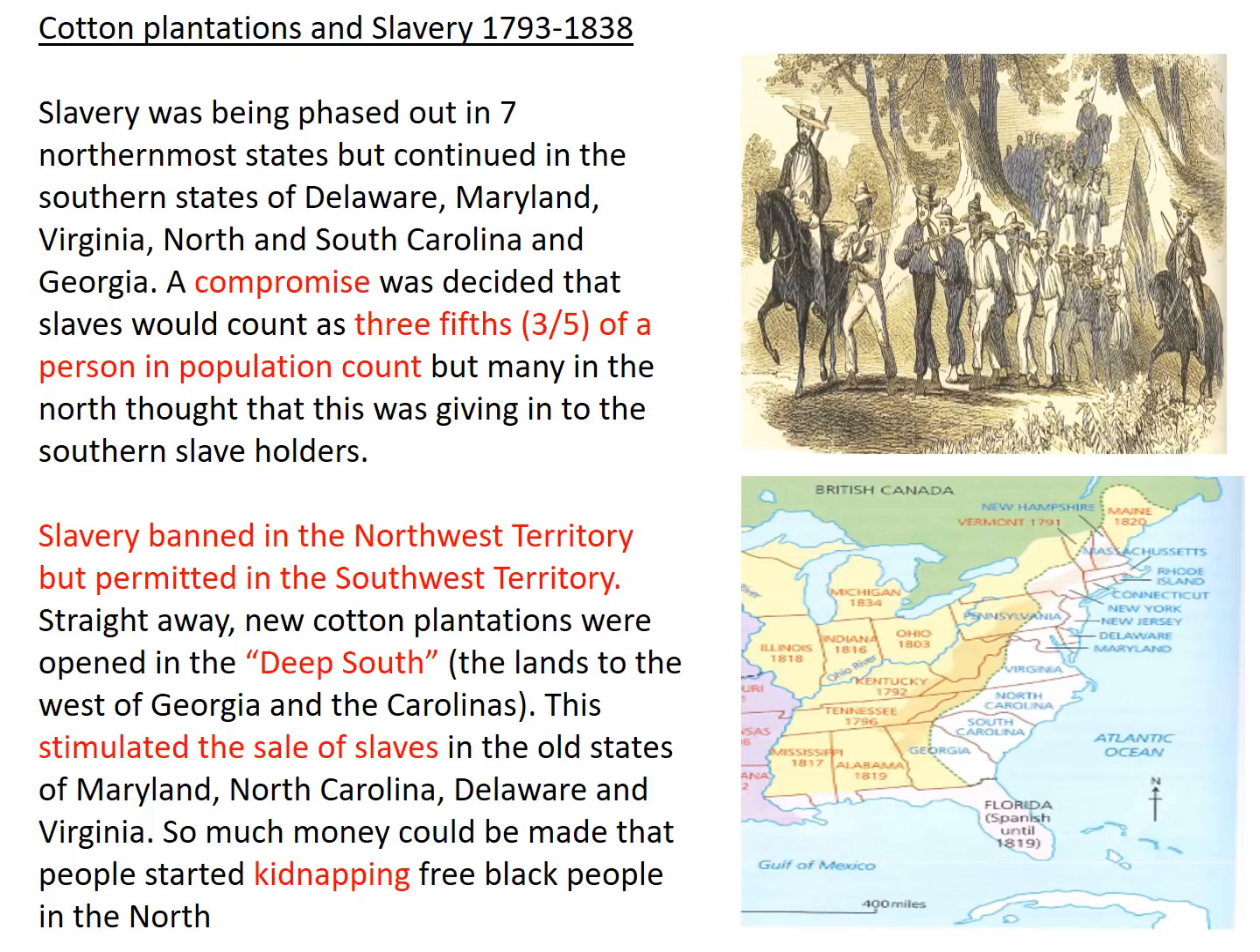So slavery was banned in these northwest territories, permitted in the southwest territories, and what we get then is immediately we see new cotton plantations open up in this area over here, the deep south, and because of that we get increased sales of slaves in these areas over here, the initial colonies. So much money is actually being made that they actually start kidnapping free black people from the north, take them to the south to make them slaves. That was how much profit could be made.